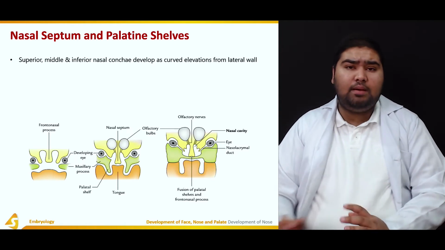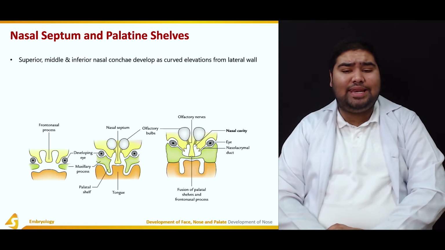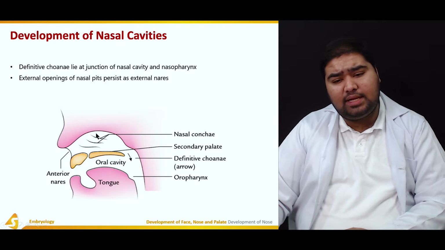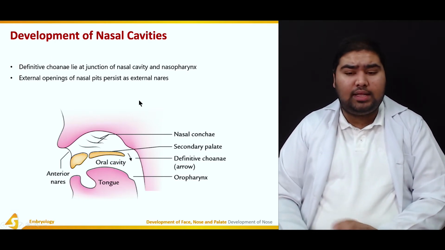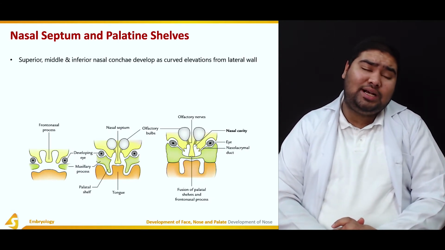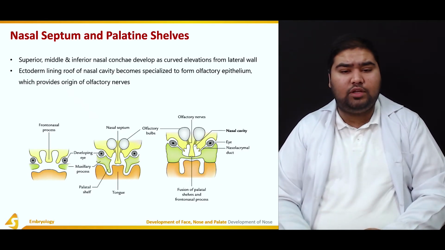So the superior, middle and inferior nasal conchae developed as curved elevations from the lateral wall. So it can be seen in the previous figure. So these are the nasal conchae that are being formed from the lateral wall. They're actually curved elevations which appear as ridges from the lateral wall of the nose.